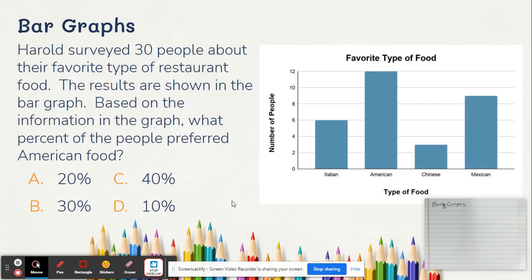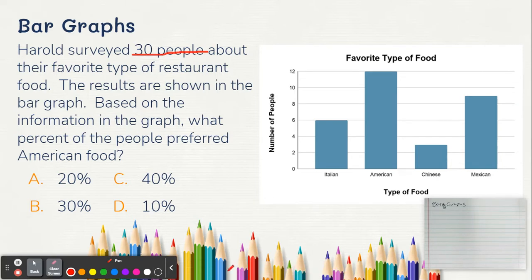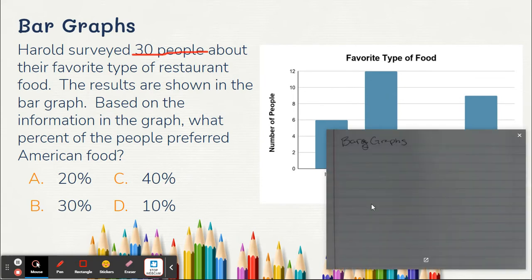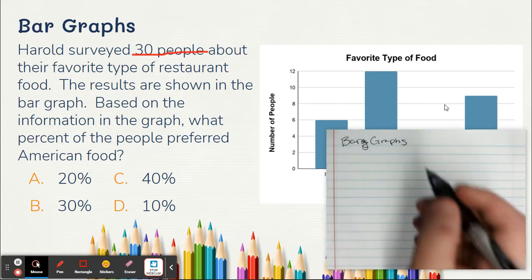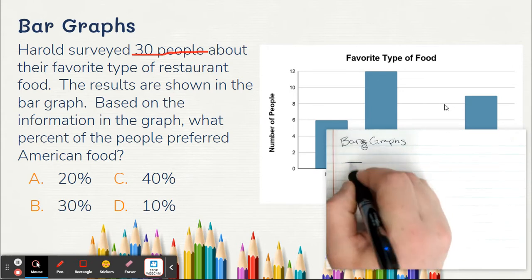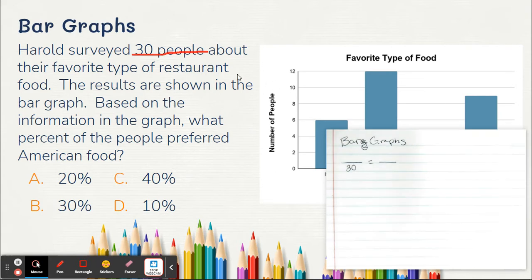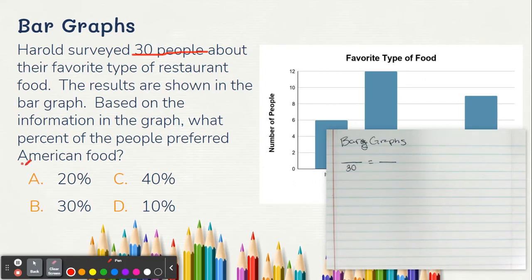Okay, so this one we want to find: Harold surveyed 30 people about their favorite type of restaurant. So he surveyed 30 people. So that's my total. When I make a proportion, I want my total on the bottom, so I'm going to put 30 on the bottom, because that's my total. The results are shown in the bar graph. Based on the information in the bar graph, what percent of people preferred American food?